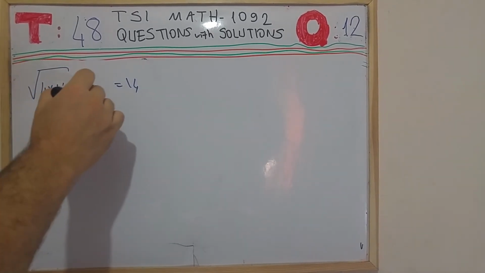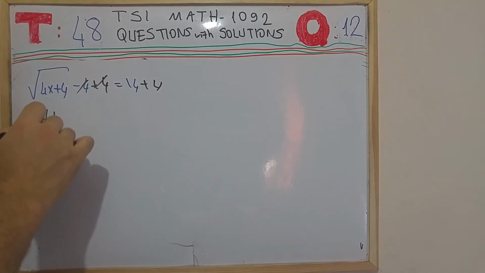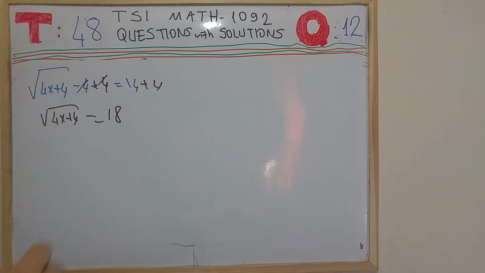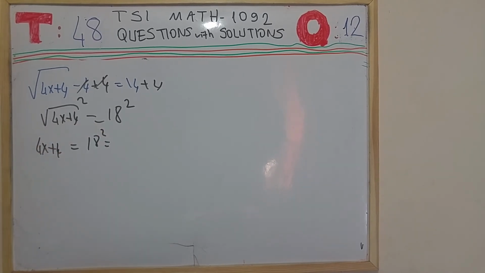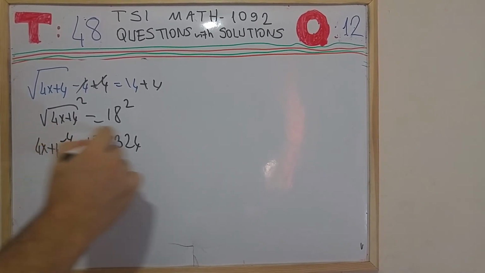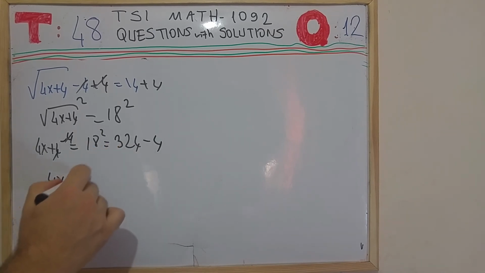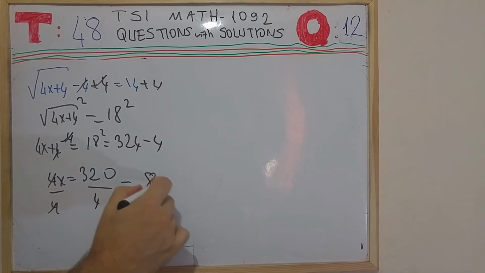Let's add 4 to each side first. So what I have is square root of 4x plus 4 here, and what I have on the other side is 18. Now let's take the square of both sides. What we have here is 4x plus 4, and what we have here is 18 squared, which is equal to 324. So now let's subtract 4 from each side. What I have is 4x here, which is equal to 320, and when I divide each side by 4, x comes out to be equal to 80.